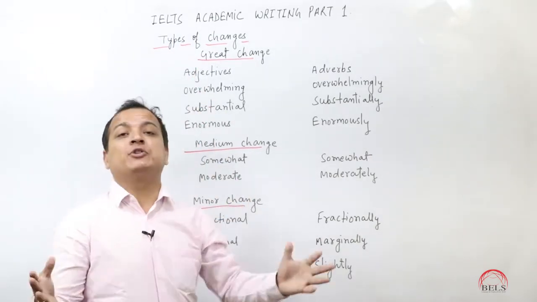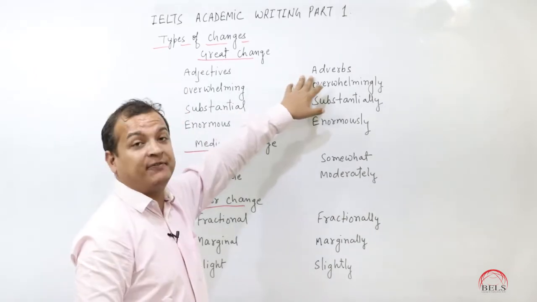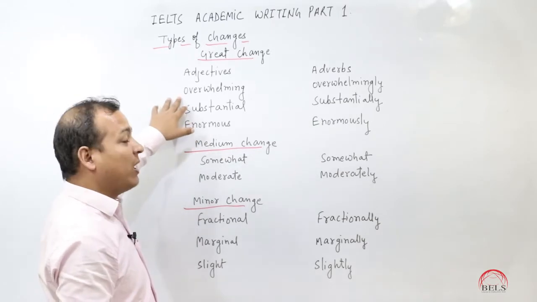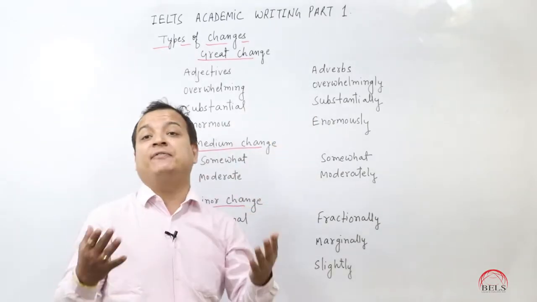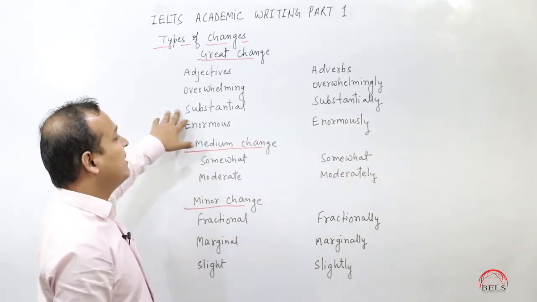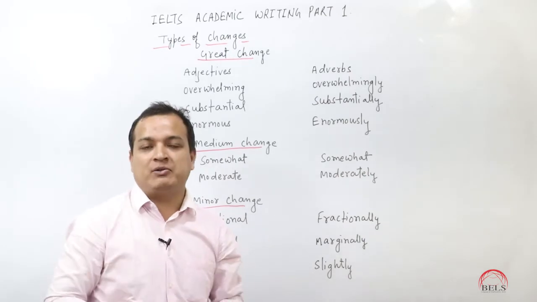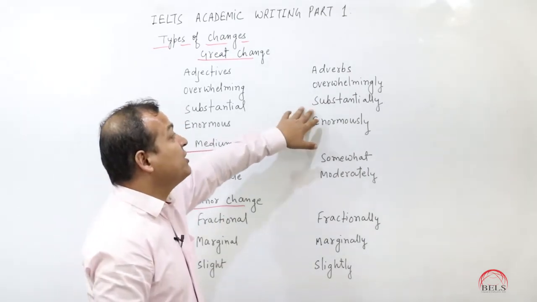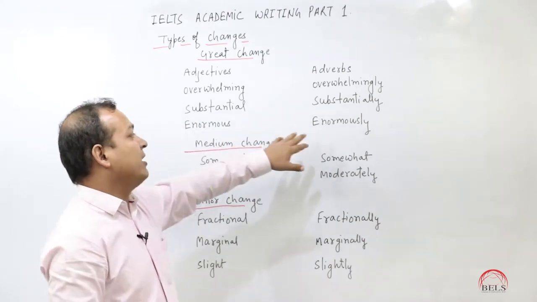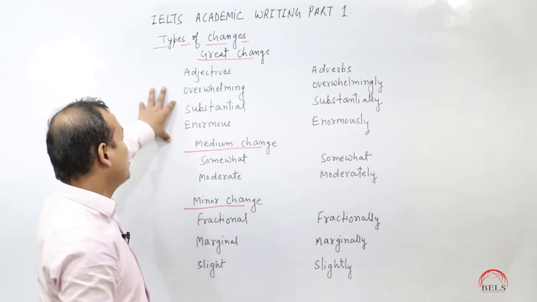If there is a great change in the graph, you can use an adjective or an adverb. If you are using an adjective, you can say overwhelming, and as an adverb, overwhelmingly. Then we have substantial. There is a substantial increment in the number of children, or you can say substantially as an adverb. You can say enormous and enormously. So any of these vocabs you can use for a great change.